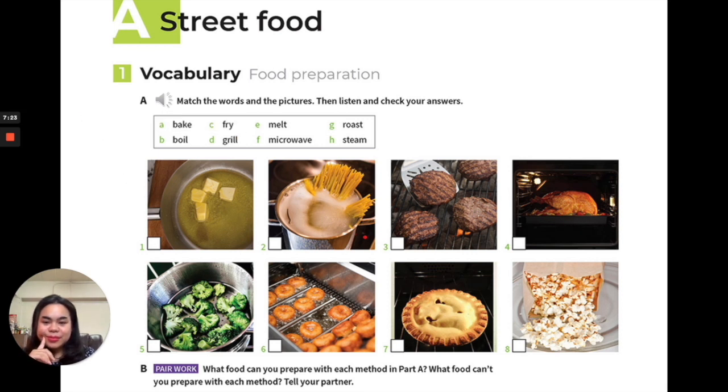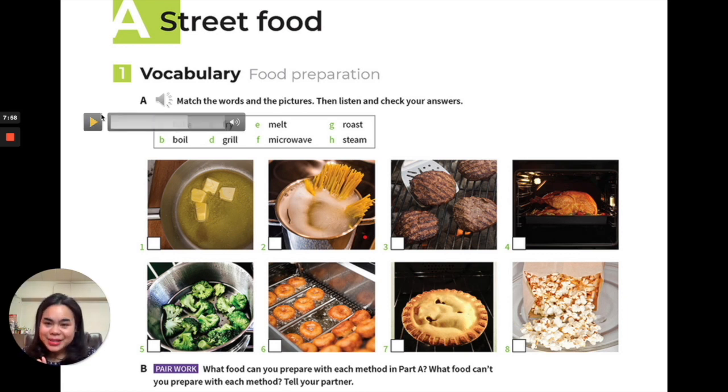5, H. Steam. With steam, there's a particular container that you need to use. You can call it a steamer. With a steamer, you need a source of water underneath that you put the heat into. Then the steam from the water will come up and cook the food on top. See? That's the method of cooking that we call steaming.